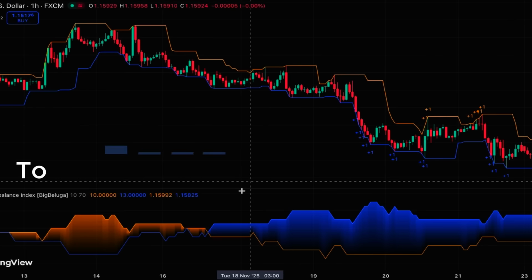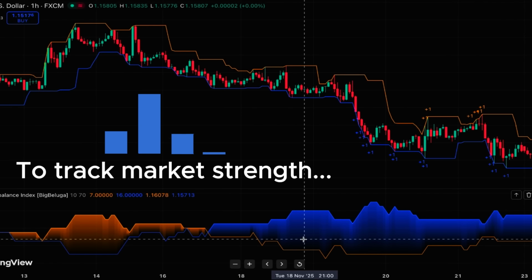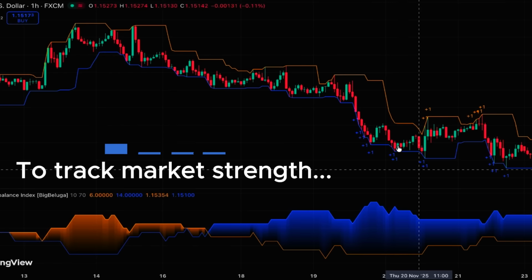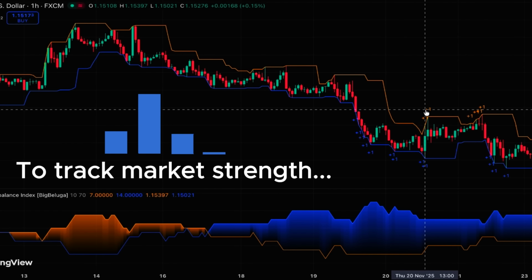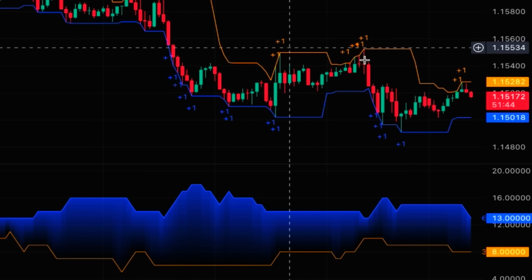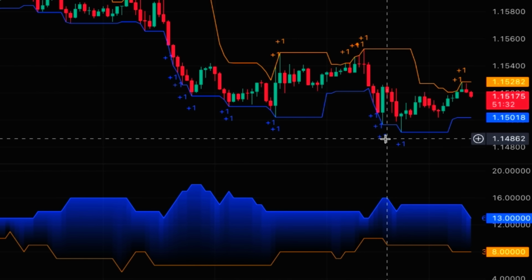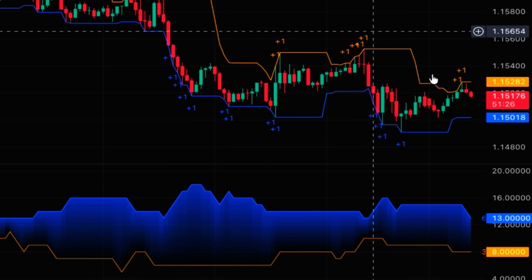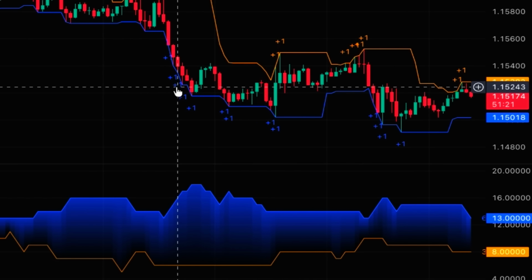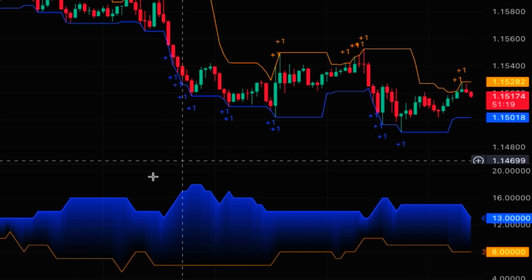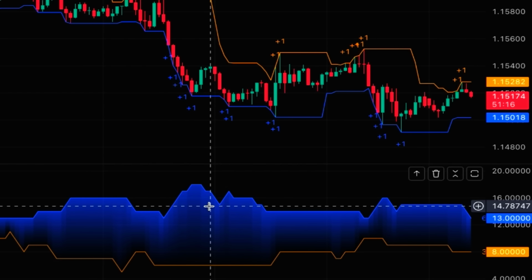This indicator is designed to track the strength of the market by counting how often the price is making new highs or new lows over a defined look-back period. Each new high adds a bullish count and each new low adds a bearish count. These are bullish counts and these are bearish counts, and these calculations are reflected here below the chart in the form of this cumulative oscillator that you see here.